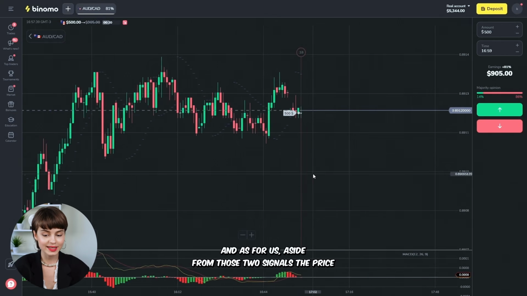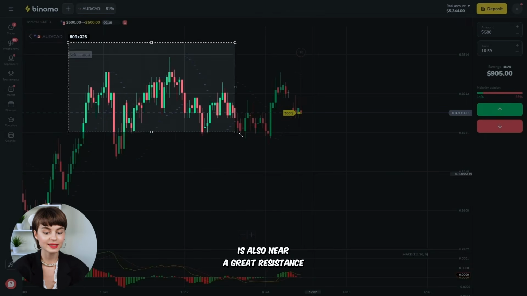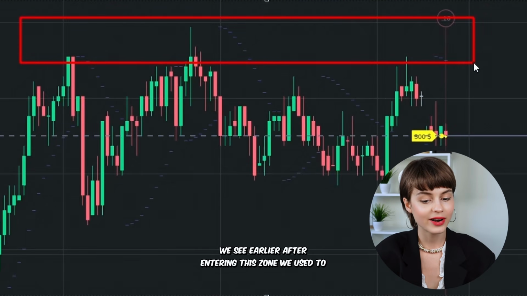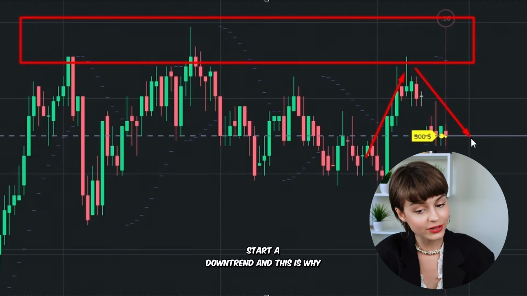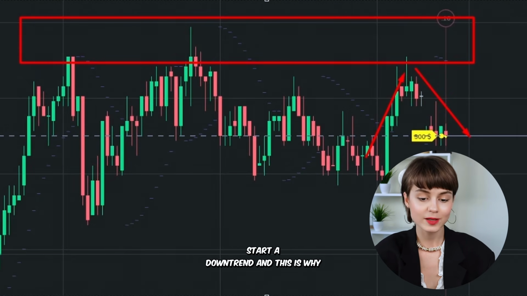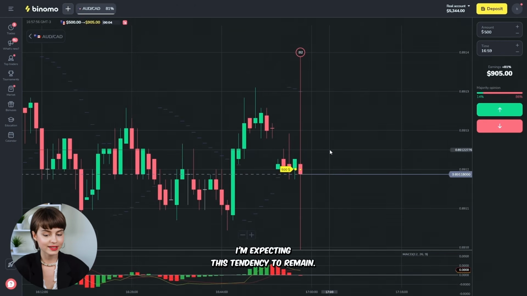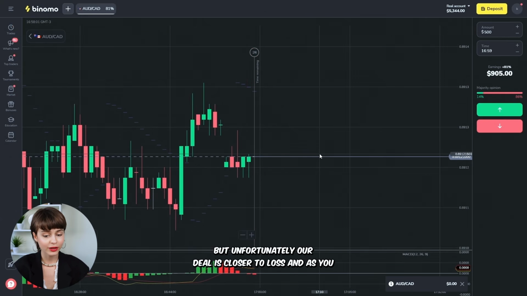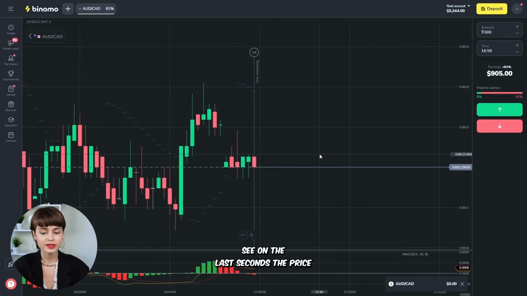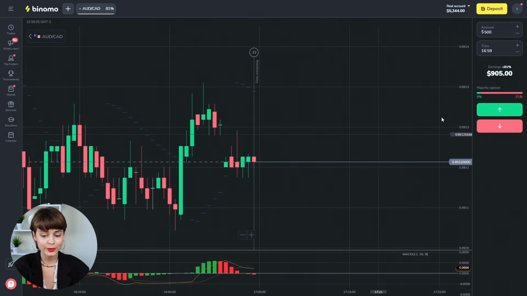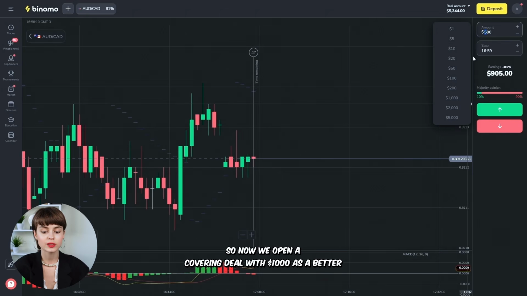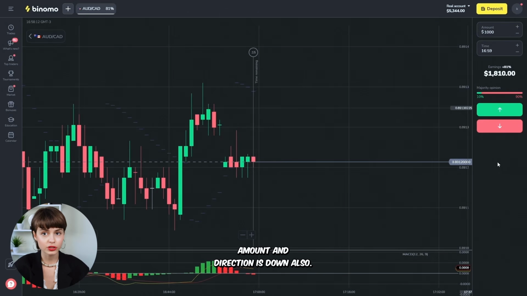And as for us, aside from those two signals, the price is also near a great resistance zone. We saw earlier that after entering this zone, we used to start a downtrend. And this is why I'm expecting this tendency to remain. But unfortunately, our deal is closed at a loss, and as you see in the last seconds, the price went against us. So now we open a covering deal with 1,000 as a bet amount.